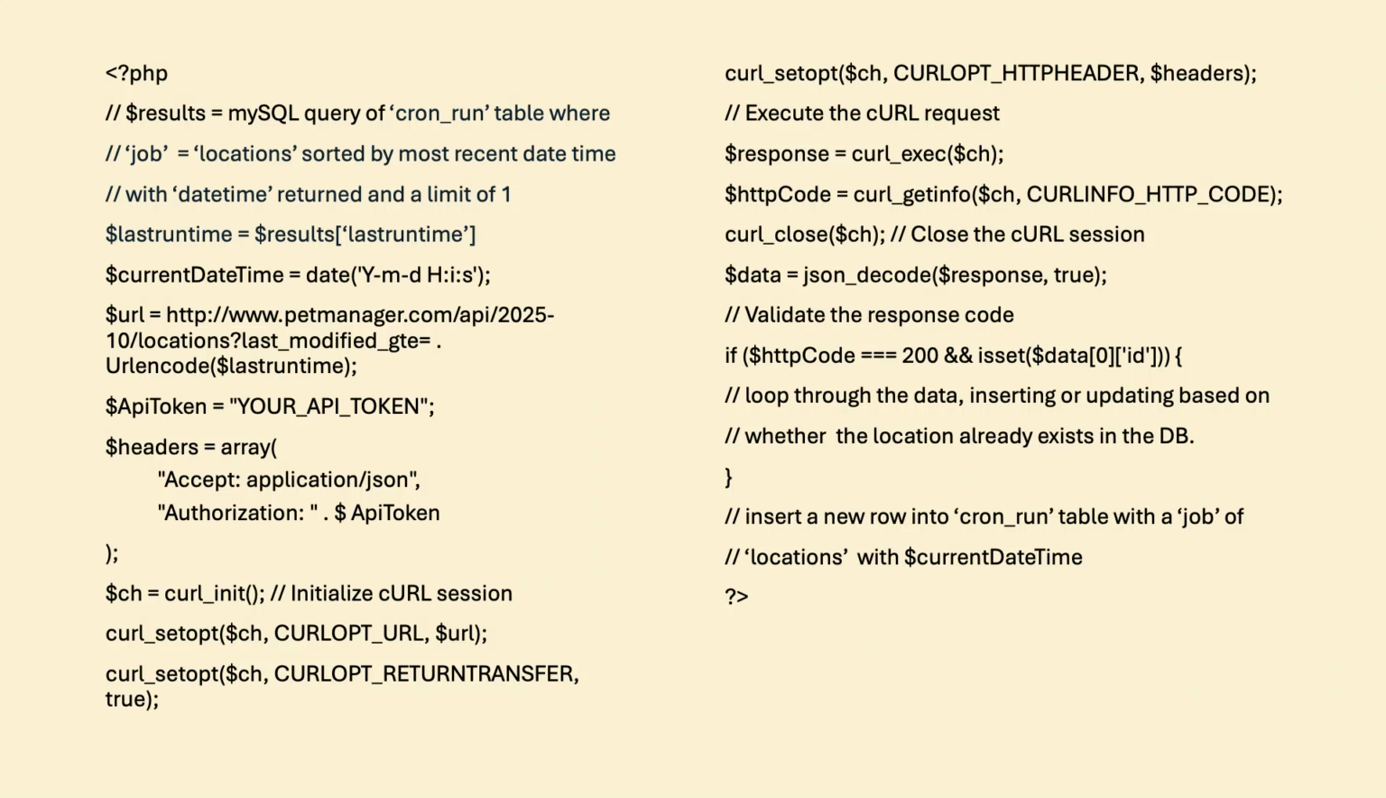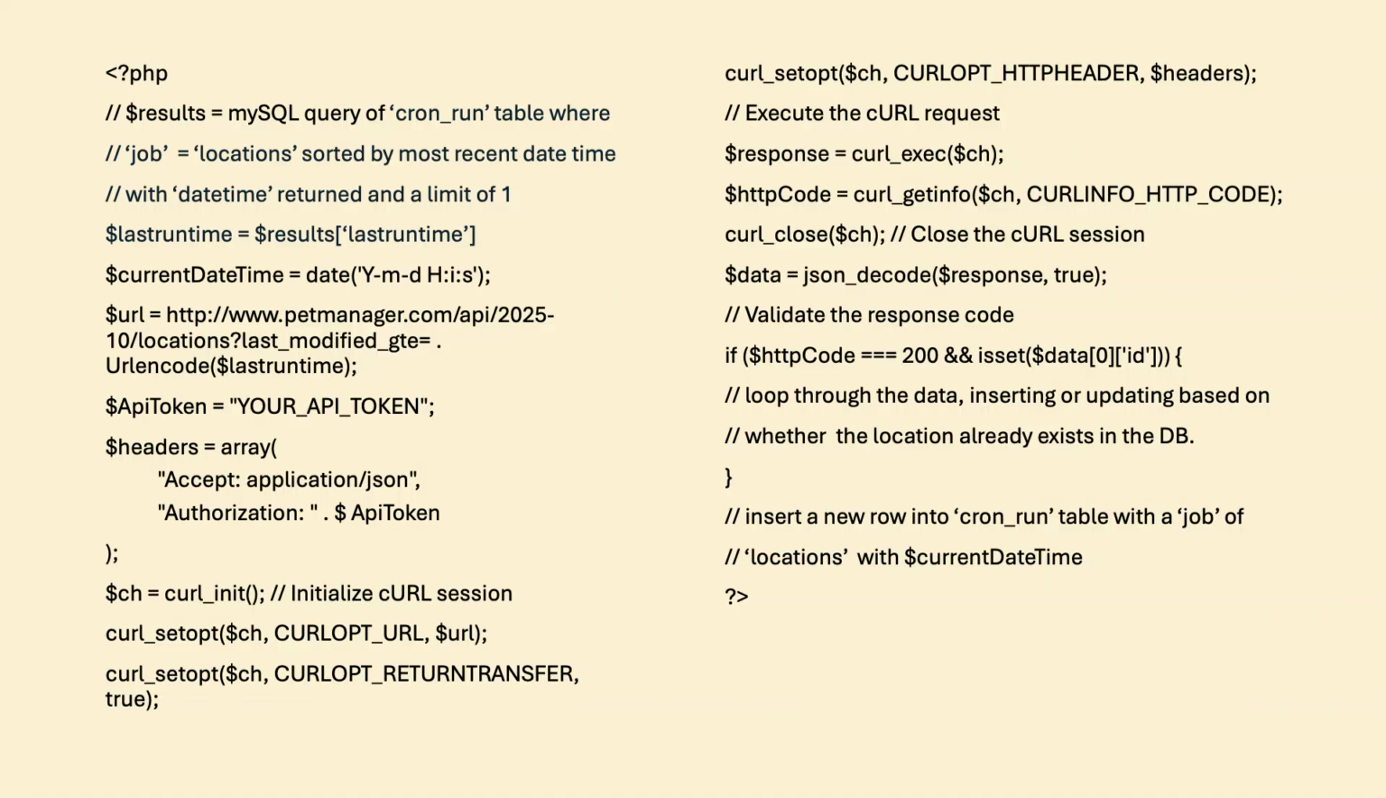In there I then get the HTTP code using curl get info, and then I close the session, and then I use JSON decode for the response, and I set that to data. And then if the HTTP code is 200, that means it was a successful response. I got the response I was expecting.